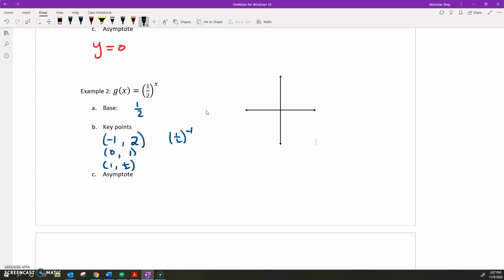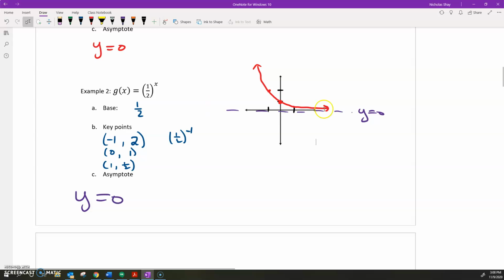Let's take a look at what this graph looks like. All right, so this one, we have (-1, 2), (0, 1), and (1, 1/2). This one swoops downwards. Again, though, we still have that horizontal asymptote at y equals 0.